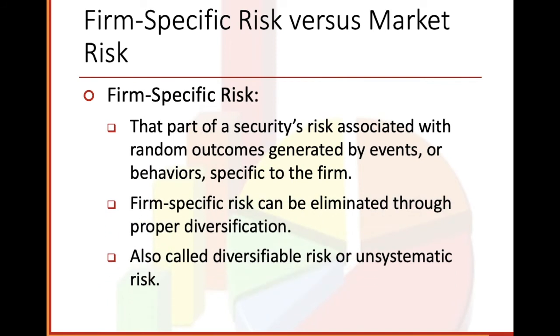Firm-specific risk versus market risk. Firm-specific risk is that part of a security's risk associated with random outcomes generated by events or behaviors specific to the firm. Firm-specific risk can be eliminated through proper diversification.